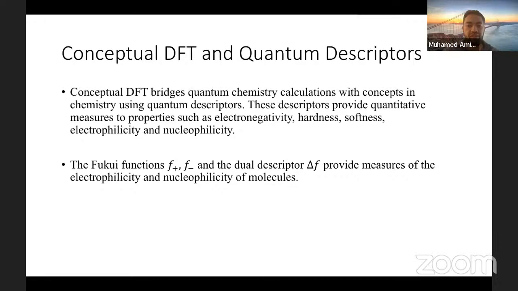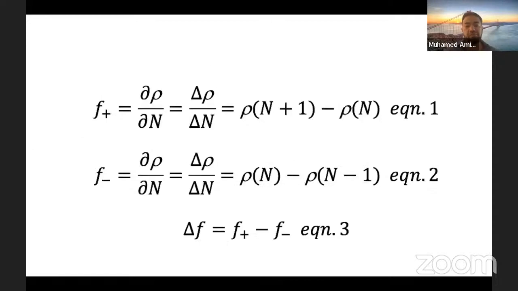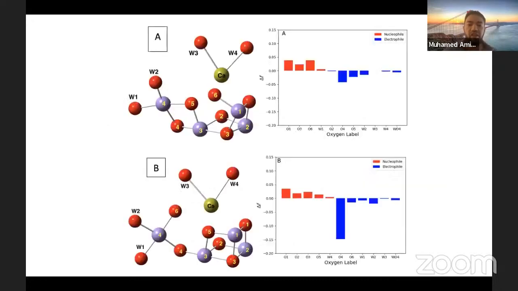Basically, we use something called quantum descriptors, which I can define here. It is the derivative of the electron density with respect to the number of electrons. So if you would add an electron or remove an electron, how would the electron density be affected? And from there we can decide the electrophilicity and nucleophilicity of the oxygens.